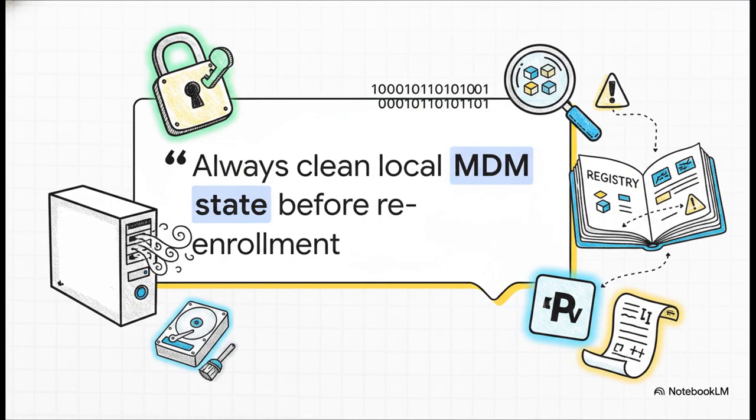Next up, we need to clean up the local machine's memory of ever being managed. But before we deploy our PowerShell cleanup scripts, remember, editing the registry requires extreme caution and precision. Seriously, one wrong deletion here can completely destabilize the entire Windows operating system. So take your time and double-check your paths.